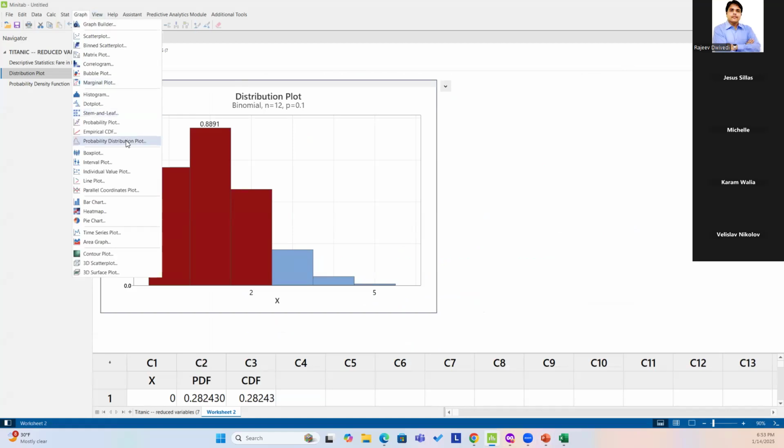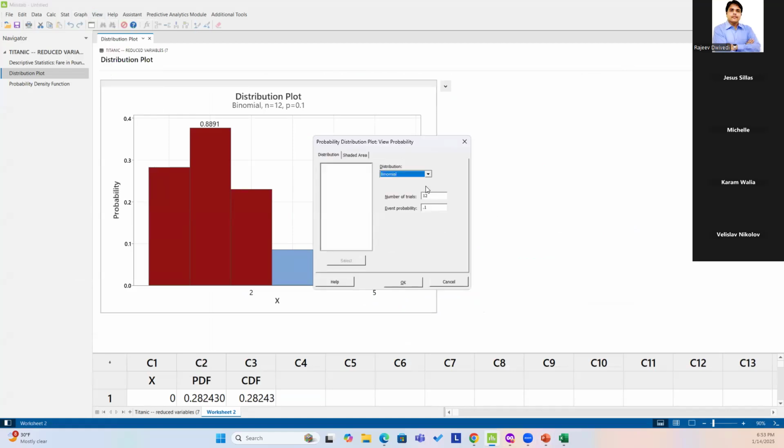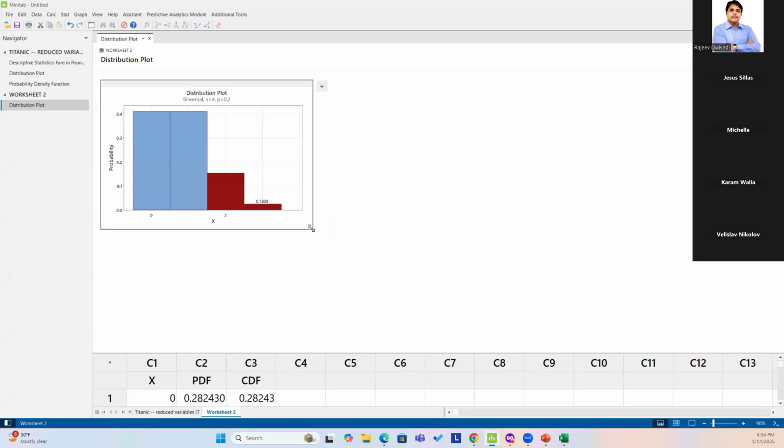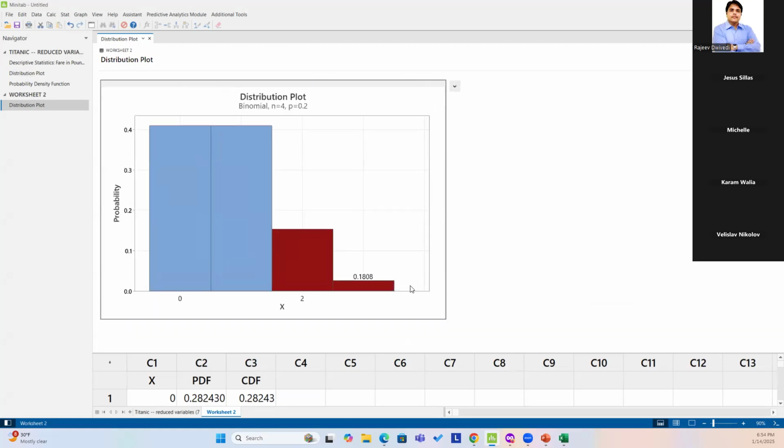Graph, probability distribution, and look into that. Number of trials is 4, we are looking for 2, and it's 20%. For the X value, we are looking at this side of the graph. The X value is 2, and now we get 18% because it is 2, 3, 4, all the values above. In one click, you get the answer. But I want to do it using our traditional method.